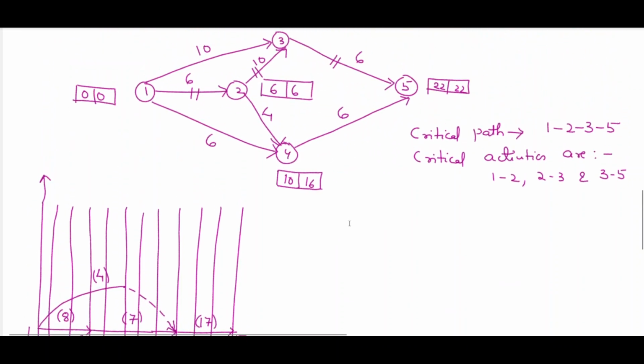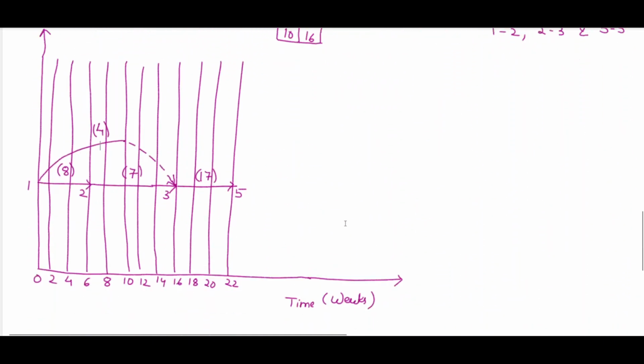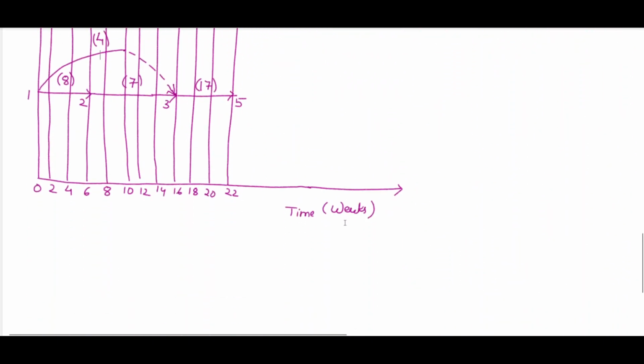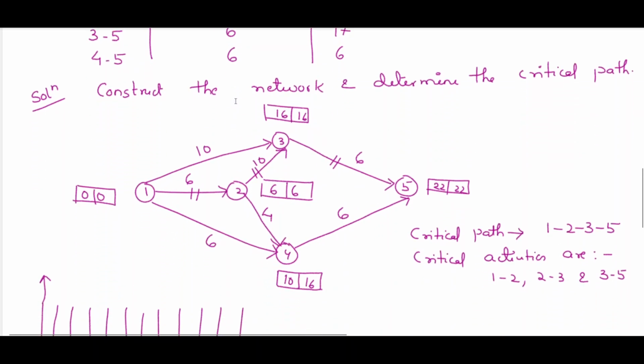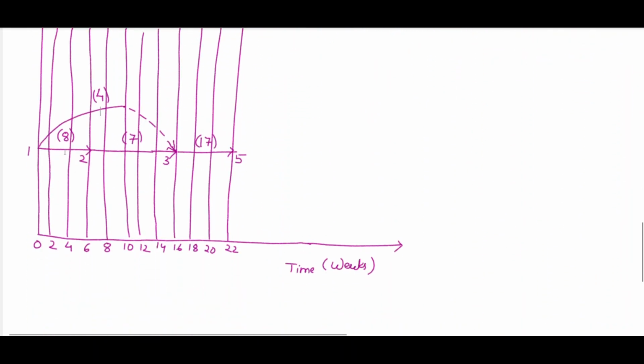Likewise, 1 4. So we have to place 1 4, and before that we can see that there is 2 4 also. 1 4 is there and 2 4 is there. 2 3, let's say, is a critical activity. 1 4 is 6 and 2 4 is 4 duration. So first let's fill up the 2 4. 2 4 is 4.